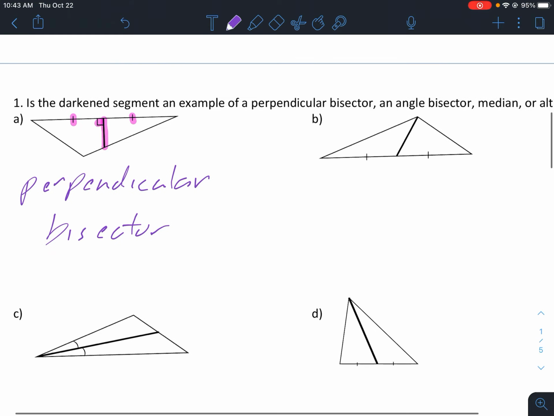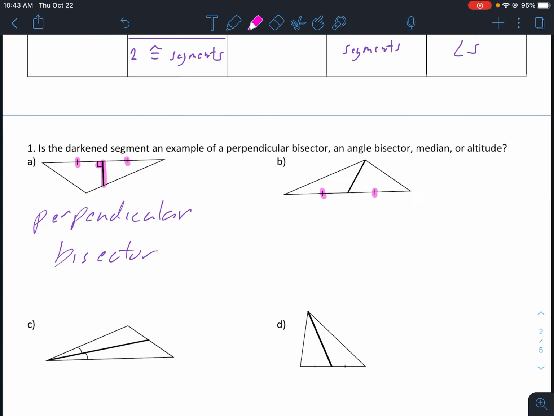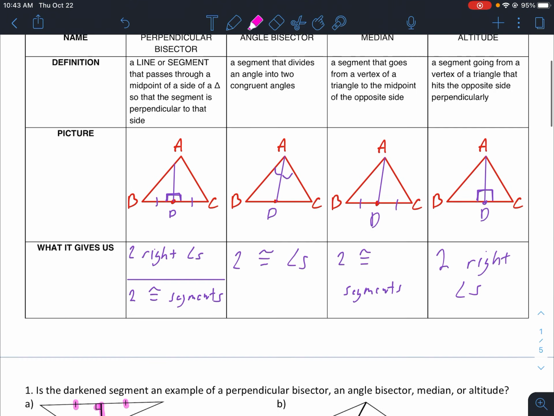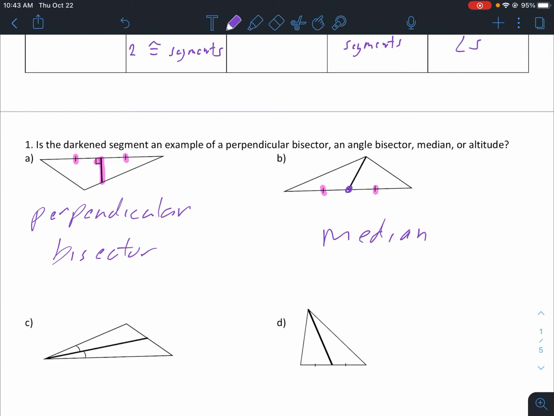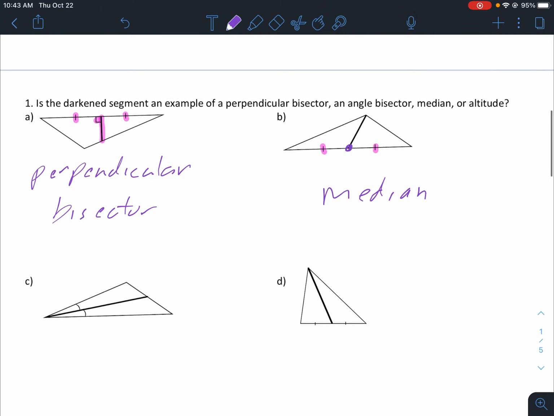Letter B. All we see this time are congruent segments. That's it. So which of our 4 only gives us congruent segments? That would be a median. So a median, because it comes from a vertex and goes to what this point would be a midpoint of a triangle. The third one gives us congruent angles only. You can see the congruent angle marks here.